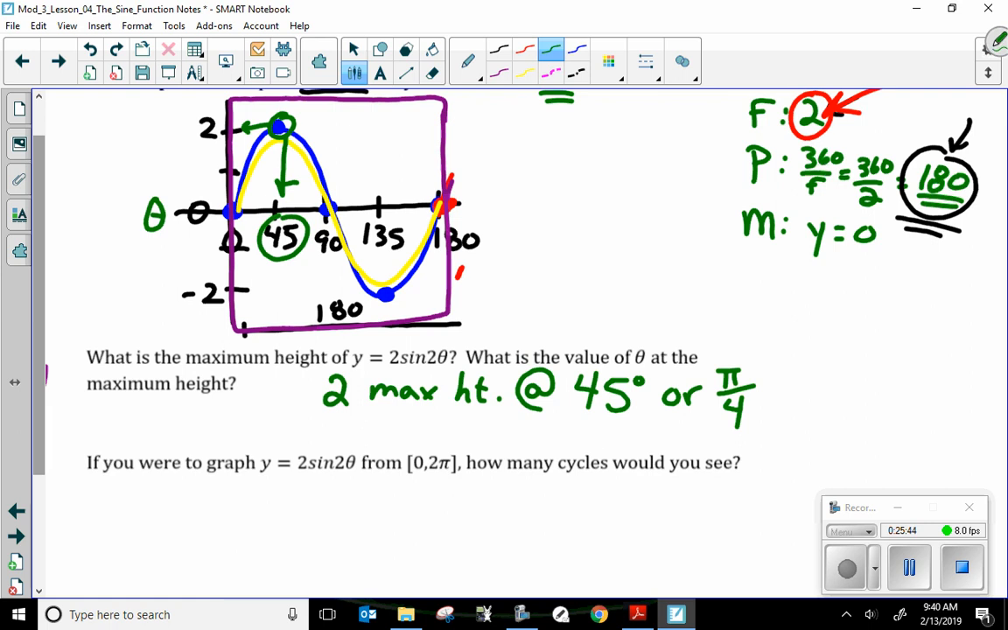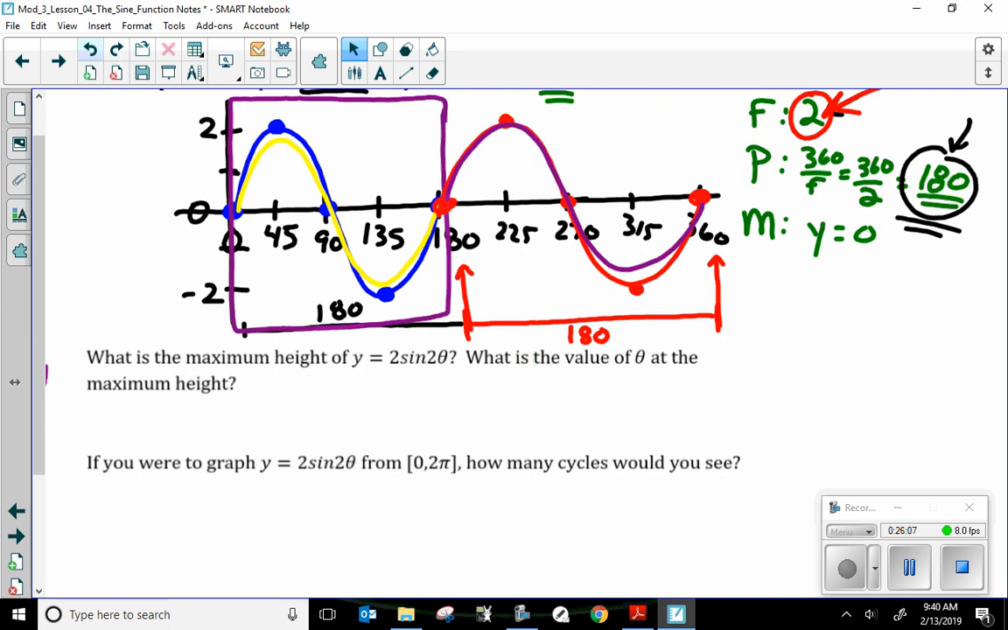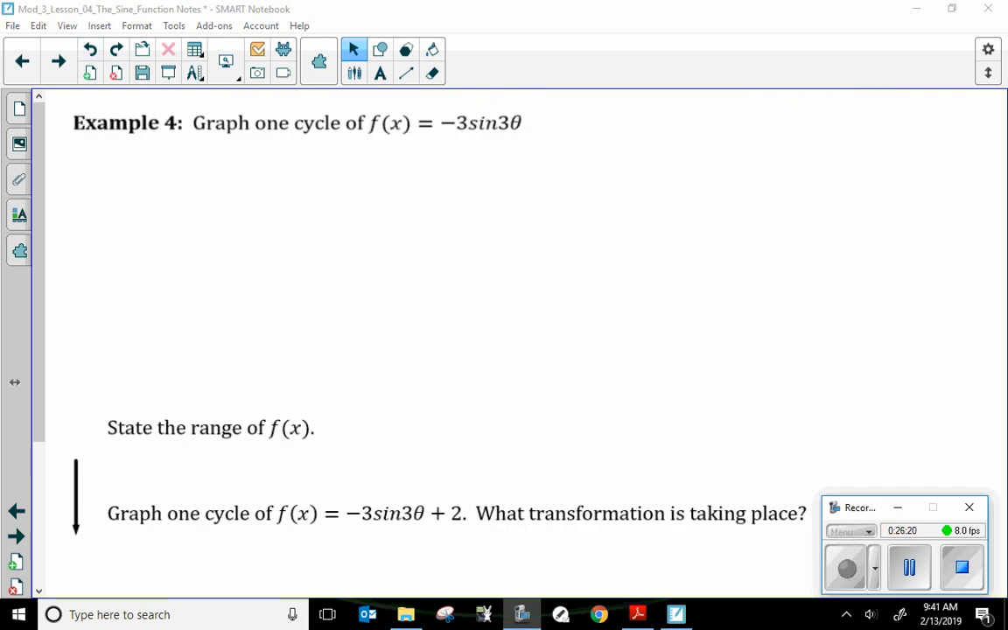So now, if I were to graph 2 sine of 2 theta from 0 to 2 pi, this is 360 degrees. How many cycles would you see? 2. That's what the frequency is. That's what we just did. How many cycles would I see if I graph this at 360 degrees? I would clearly see 2 cycles because that's the frequency. All right? Cool beans. All right, on to the next one.